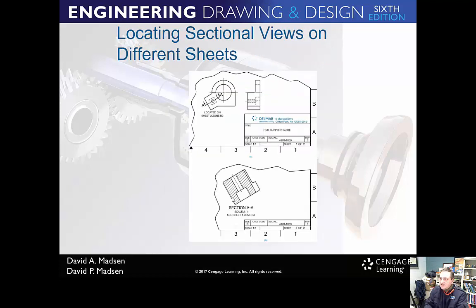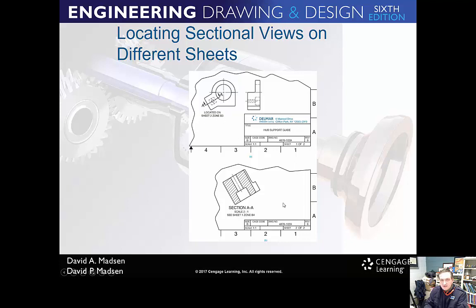All right, locating sectional views on different sheets. Now, it's very important that you label your sections, especially if you're going to do this. It's just what you do. So if on this sheet is your view with your section line, your cutting plane line, then your section's on a different sheet, sheet 2, zone B3.